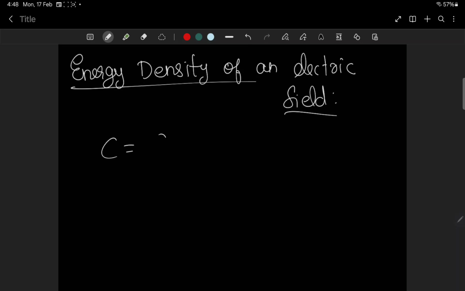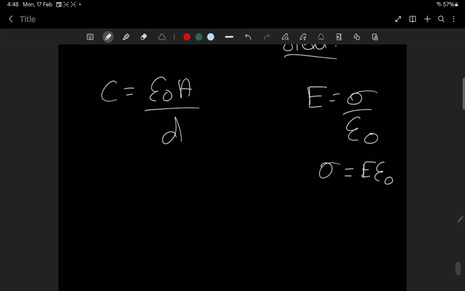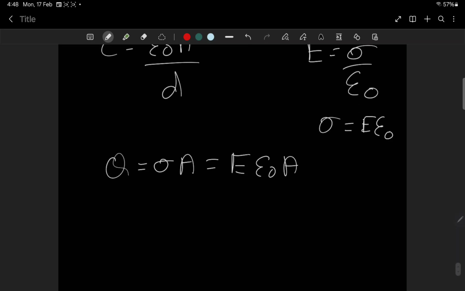C is equal to what? Epsilon 0 A by D. That we derived. You know that E is equal to what? Sigma by epsilon naught. So sigma is equal to E into epsilon naught. Okay. So charge on the plate of the capacitor, what is it? Q is equal to sigma A. That's equal to E epsilon naught into A. This we wrote from Q by A is equal to sigma.